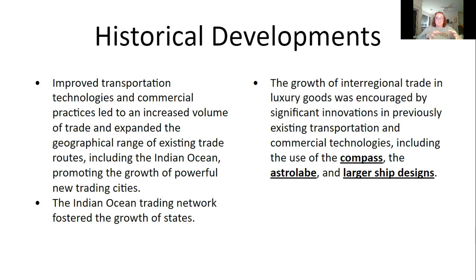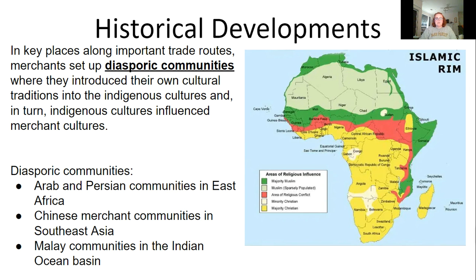and how states around this region actually grew. And through this growth, you see interregional trade in luxury goods, which encouraged significant innovations in previously existing transportation and commercial technologies that include the compass, the astrolabe, and larger ship designs.